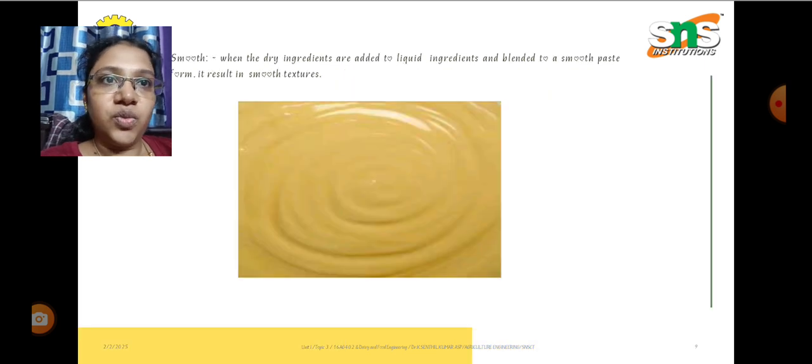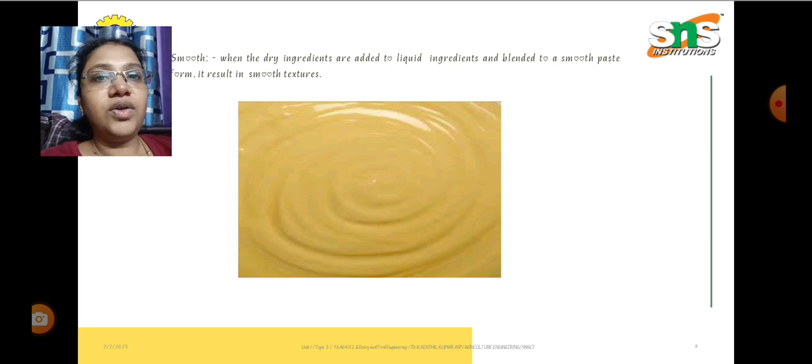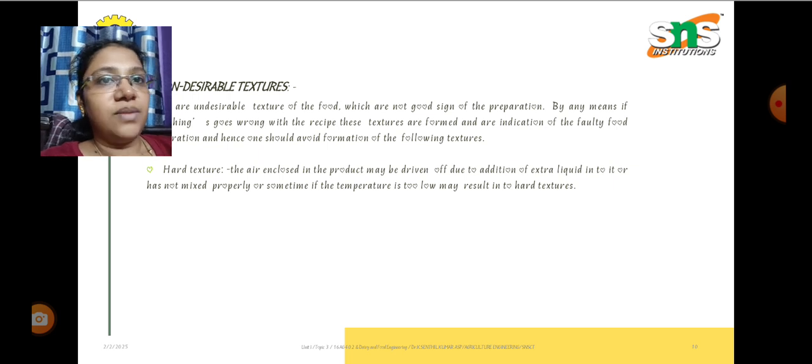Next is a very smooth one. We all know smooth means, obviously, when we blend any spice or batter to a smoother paste form, it results in a smooth texture. This is done by adding a small amount of liquid or water to any dry ingredients. Then these all come under the desired textures.